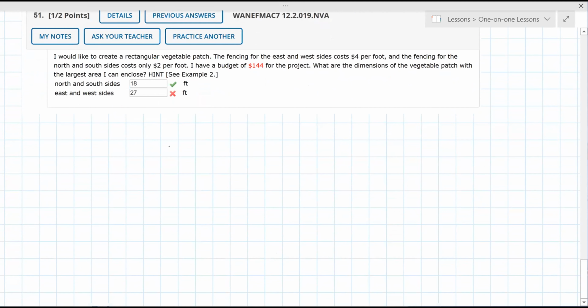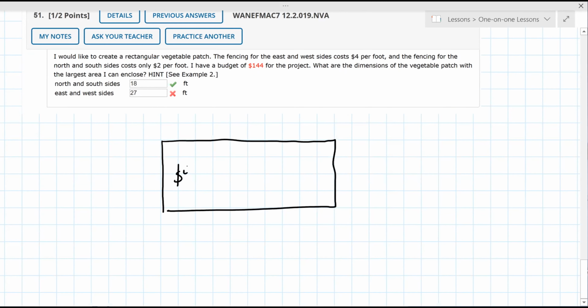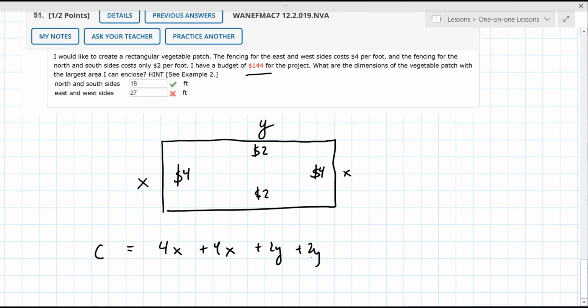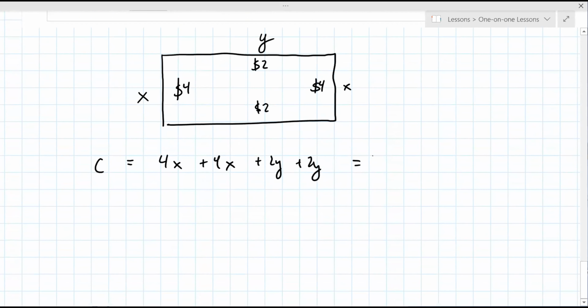All right, so the rectangular vegetable patch. The fencing for the east and the west sides is $4, north and south sides is $2, and you have a budget of 144. So we're going to call this X and this Y. So the cost function is 4X plus 4X plus 2Y plus 2Y. Is that okay? Mhm. And that has to equal 144. So we get 8X plus 4Y has to equal 144.